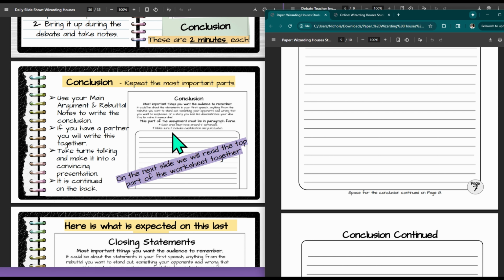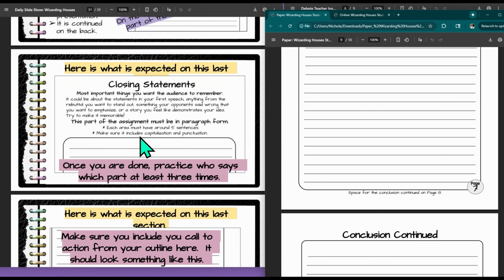It is really important to me that in these beginning debates, both kids get to make some really strong points in the conclusion. And also it just gives them a sense of we did this together when they share the conclusion paragraph. Right here, it says that each area must have around 5 sentences. Make sure it includes capitalization and punctuation. I mean each paragraph that they write for the conclusion. It does need to be 2 minutes long, but they need 5 sentences per paragraph.